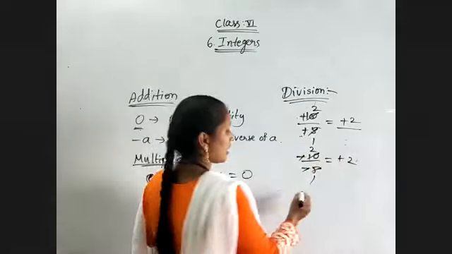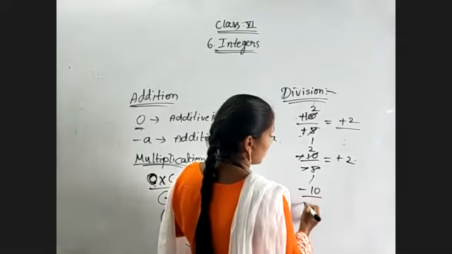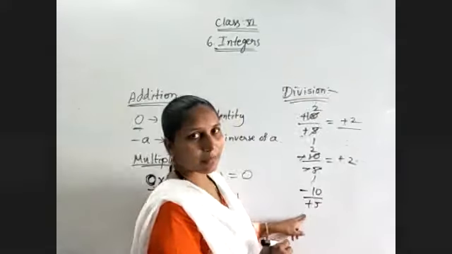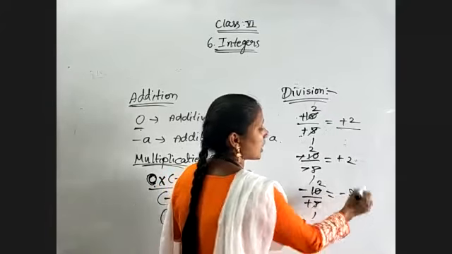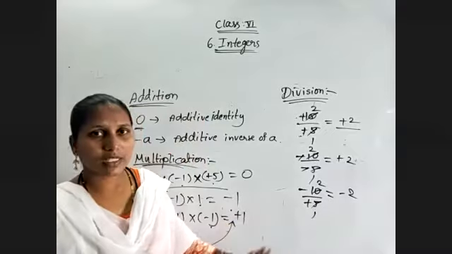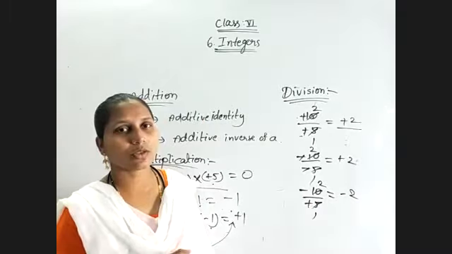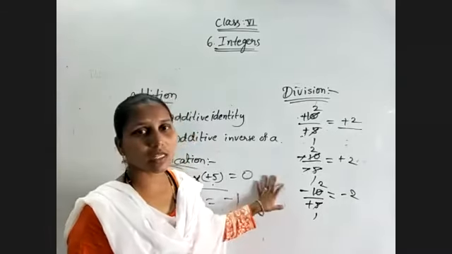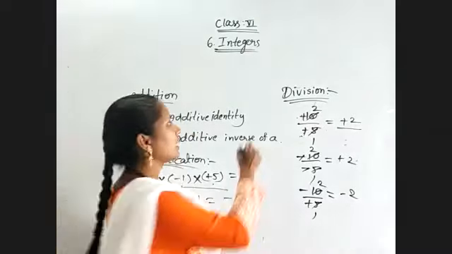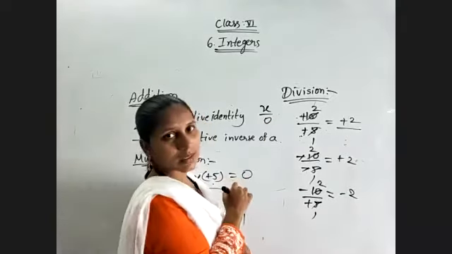If one is positive and one is negative, minus 10 by plus 5, unlike integers, 5 twos are 10, so we will get minus 2. And similarly, 10 by minus 5 is also equal to minus 2. Okay, so remember these points. And division by 0 does not exist. Any number divided by 0 does not exist.